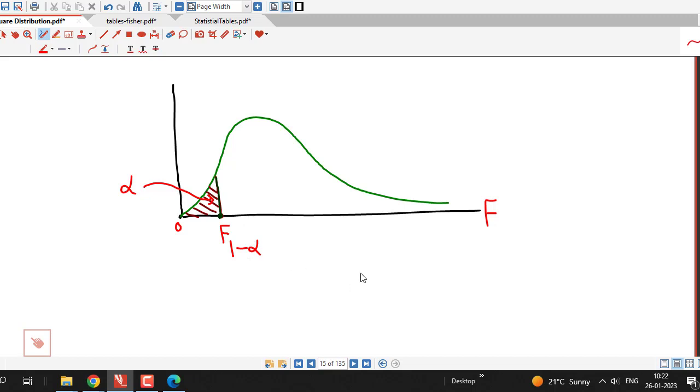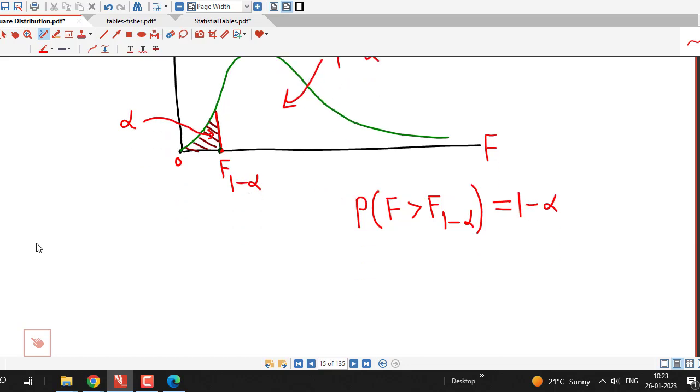So we are interested in this point f suffix 1 minus alpha such that the probability that f is greater than f1 minus alpha is equal to 1 minus alpha. This area is 1 minus alpha. The total of these two areas, to the left and to the right, must be 1, and therefore this area to the right is 1 minus alpha.